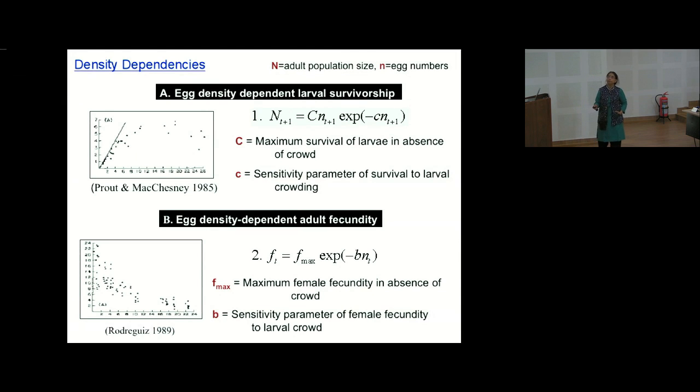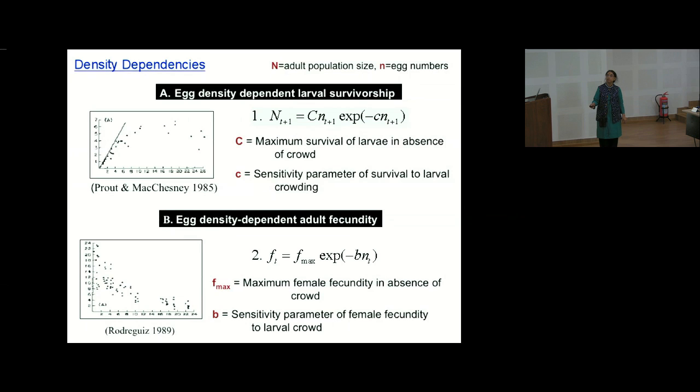This was another paper where they looked at how the fecundity of the adult, the reproductive ability of the adult female Drosophila, depends on how many eggs you start with in that population. And you can see, as the number of eggs increased, the fecundity, the ability to lay eggs by the female, has gone down. These are experimental data points, okay? So fit that into this.